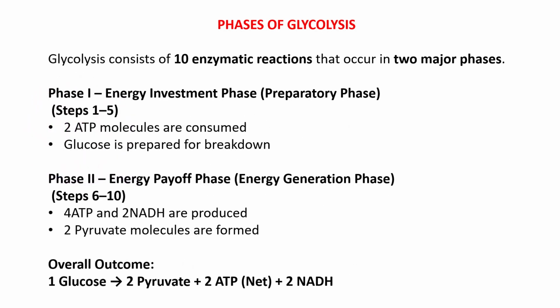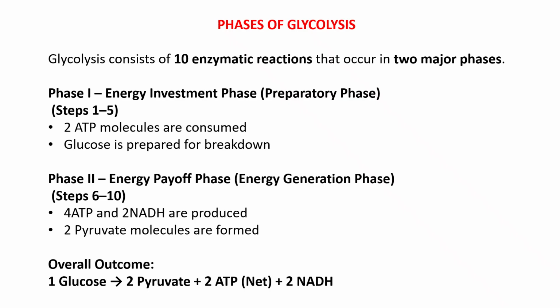Phases of glycolysis. Glycolysis consists of 10 enzymatic reactions that occur in two major phases. Phase 1, energy investment phase, also known as preparatory phase. This phase includes steps 1 to 5. During this phase, the cell uses ATP to activate glucose and prepare it for breakdown.